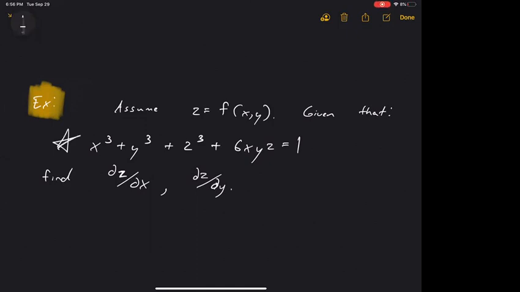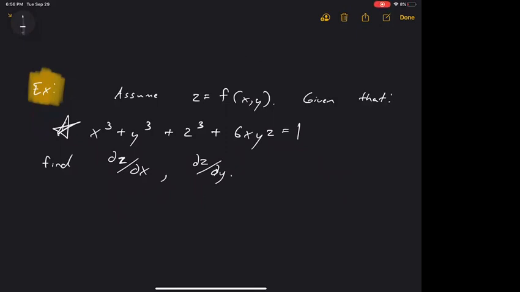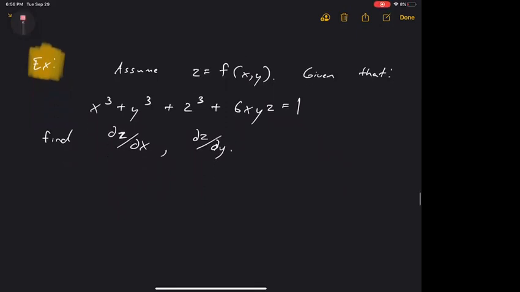I have this equation that relates my z to my x and y's. So how would we find dz/dx? I'm going to differentiate this equation with respect to x. At first, it starts out pretty easily. I'm taking the partial derivative of this whole equation with respect to x.